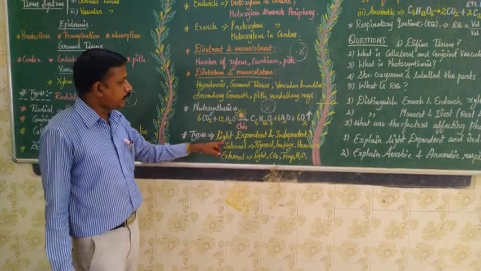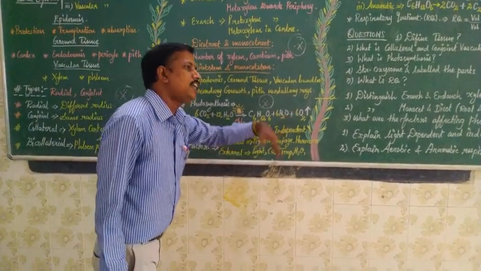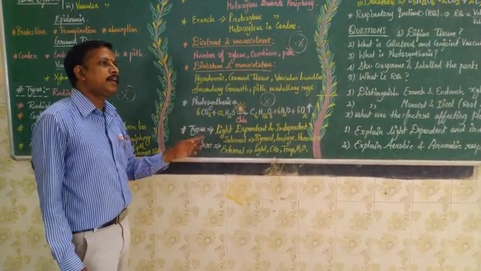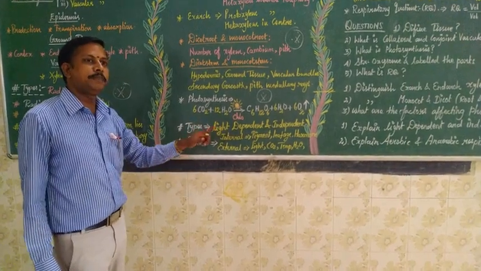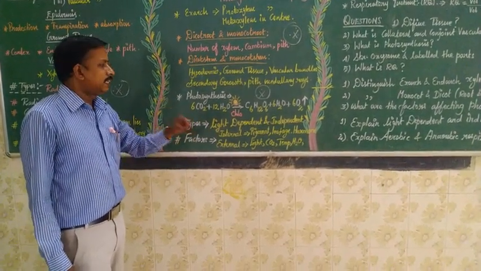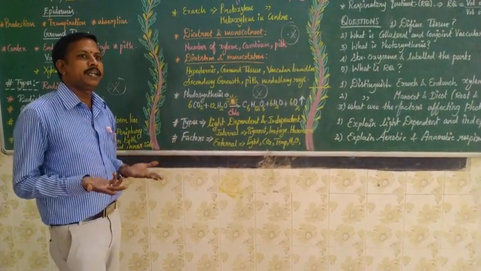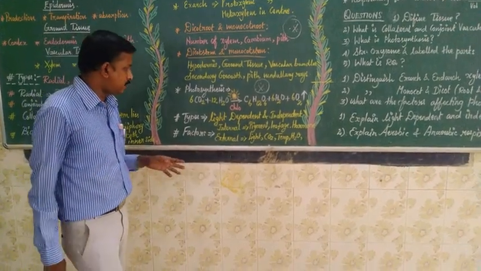There are two types: light dependent and light independent. That means light reactions and dark reactions. Light dependent means it depends on the light. Independent means it cannot depend on the light, so it is called dark reactions.